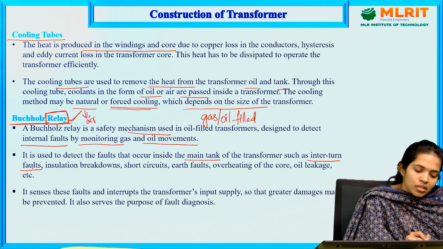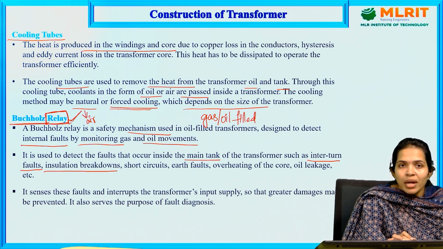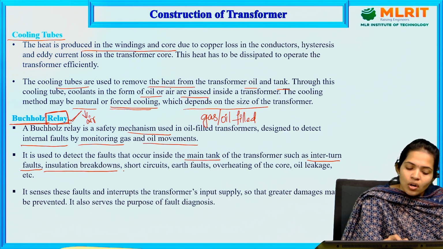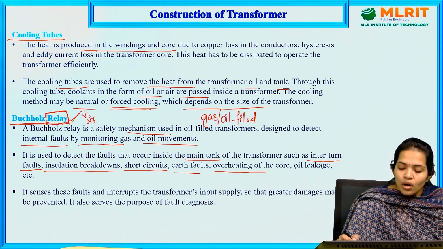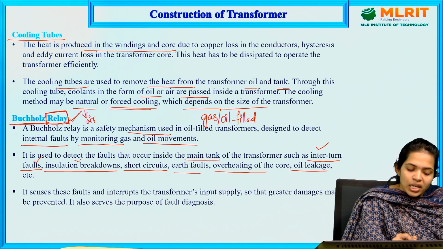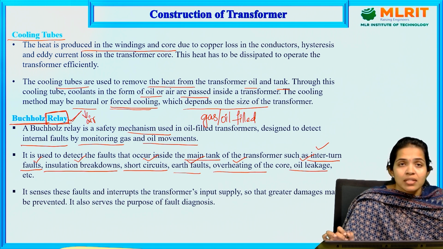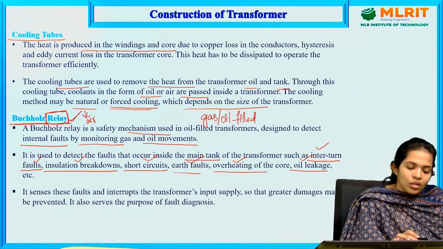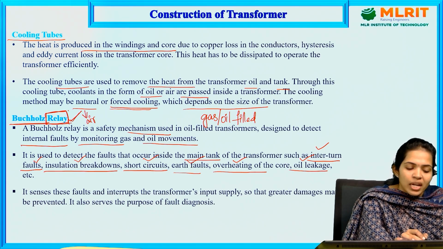These faults can be interturn faults, that is, basically those which occur in the windings of the transformer, or insulation breakdowns in the magnetic core or the windings of the transformer, or it can be short circuits or earth faults, or overheating of the transformer, or oil leakage of the transformer. All these kinds of faults are sensed by this Buchholz relay. It sends an alarm signal to the main supply system and it gives an alarm and disconnects the load from the main supply system, in turn protecting the transformer and the loads connected to the transformer. So this Buchholz relay acts as a protecting equipment for the transformer.